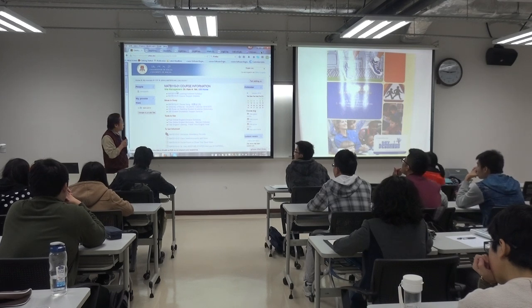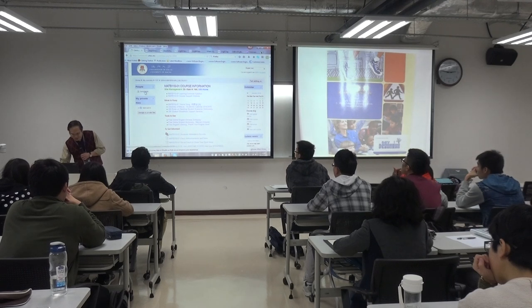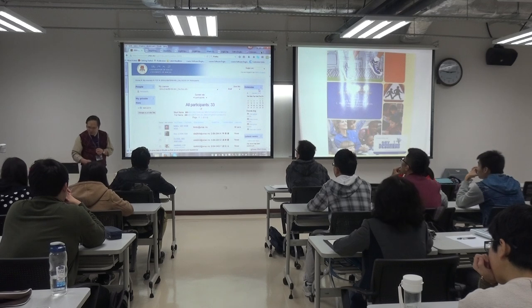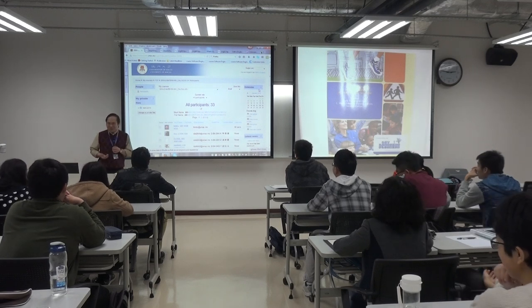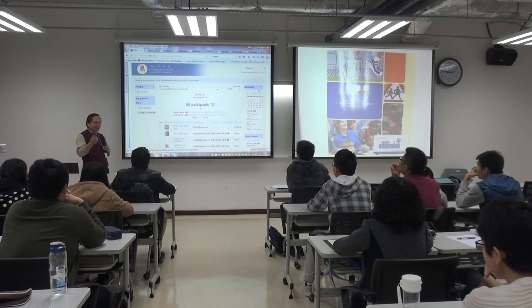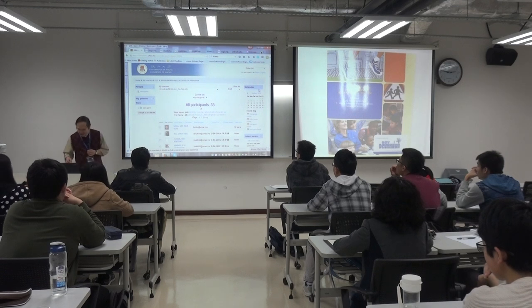Now, when I go over the roster, I think I have 29 students. Wow, now it's 32. It's increasing, because I'm late, so more students are coming. I checked it during lunchtime. I just got 29 students, including me is 30. So it's very good. We got over 30 students.